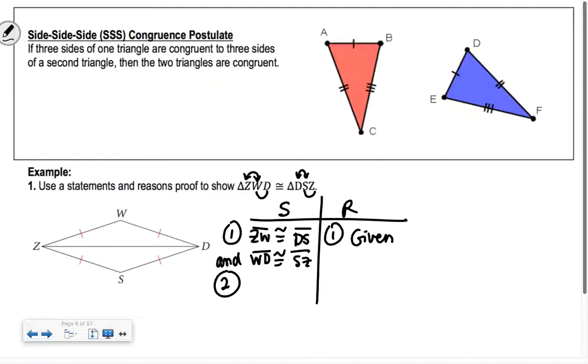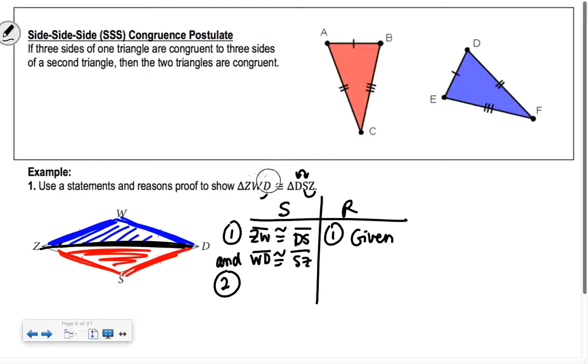So what do we think here? So why can I say this third side is congruent? So here's my triangle. I had this side and this side. They were congruent to this triangle, this side and this side. So what side do we need? We need this side right here for both of those triangles.